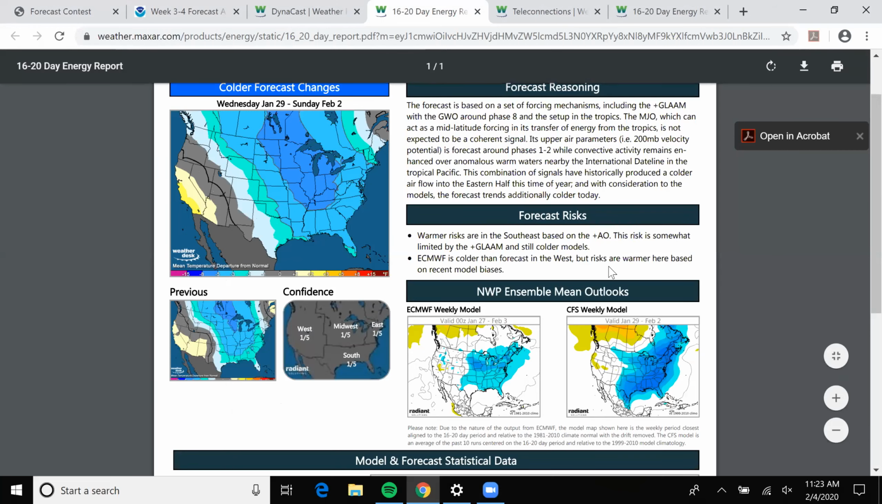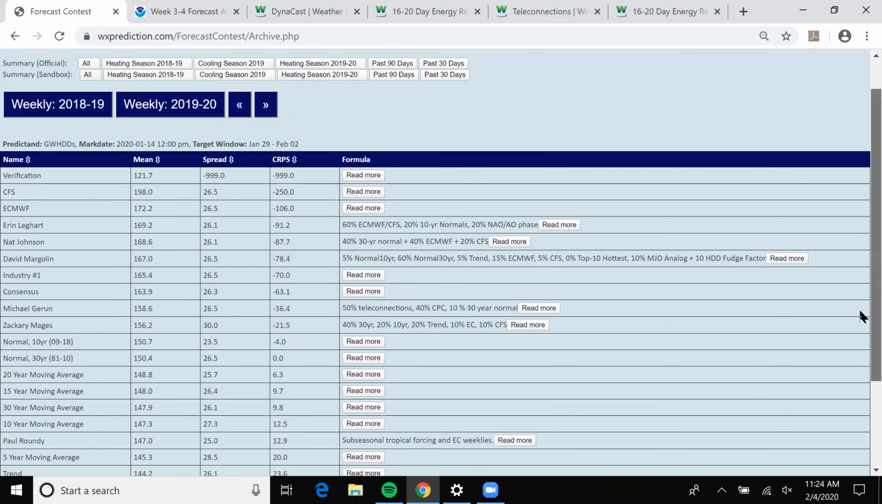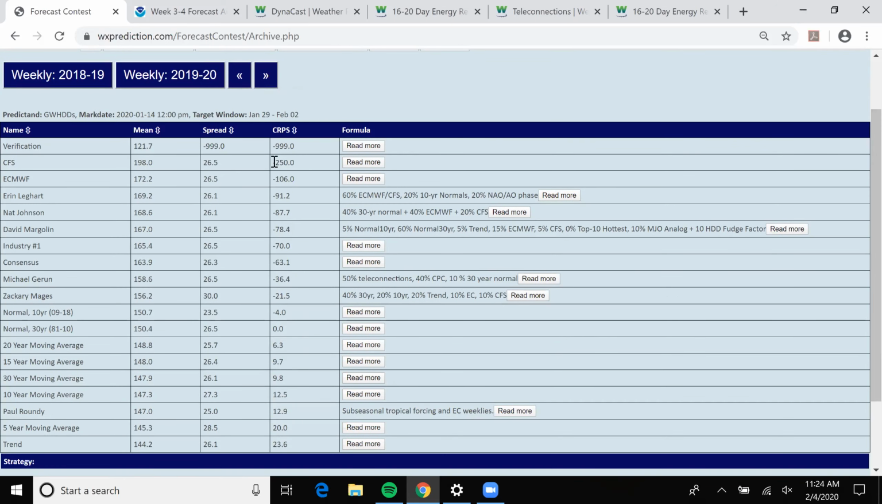Going back to this, we can see the weekly models for the CFS and the EC both had a lot of cold, especially the CFS, which is why, if we come back to here, we see that CFS was forecasting 198, was off by 70 and got absolutely killed in the CRPS department. And the EC did not fare much better, though comparatively about half the CRPS score.